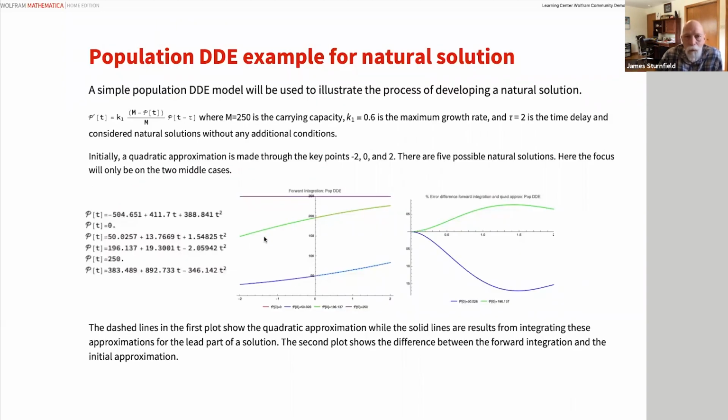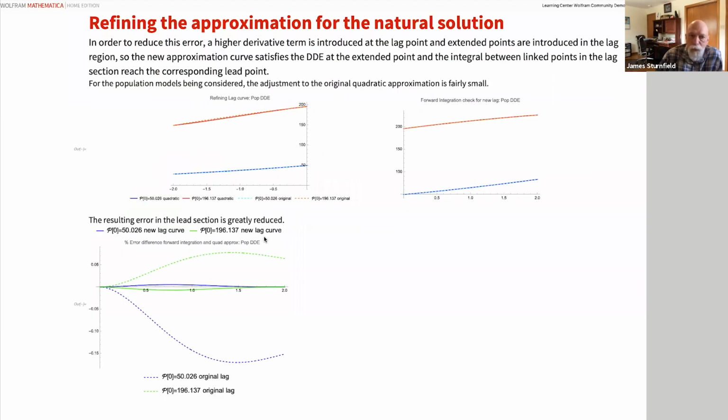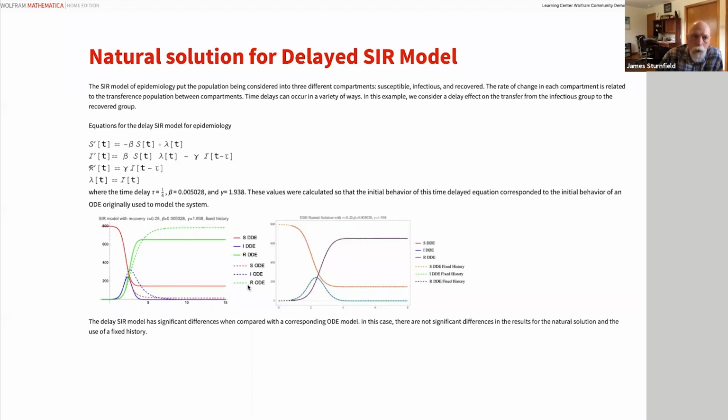Because there's not a lot of time, basically my notebook has some examples for applying this on population DDEs. And so we go through some of the steps I've talked about specifically for that. This shows how well the refinements go for these solutions as we get towards a better natural solution. And that brings us then to looking at the SIR model for epidemiology.